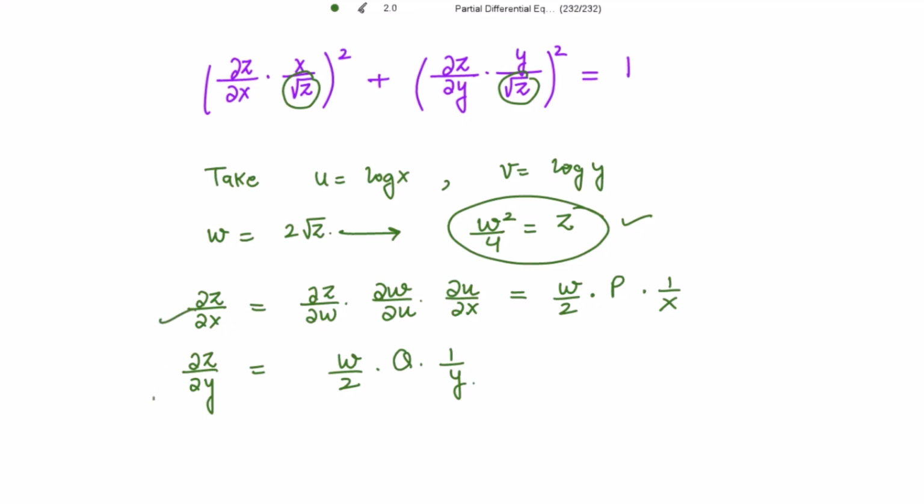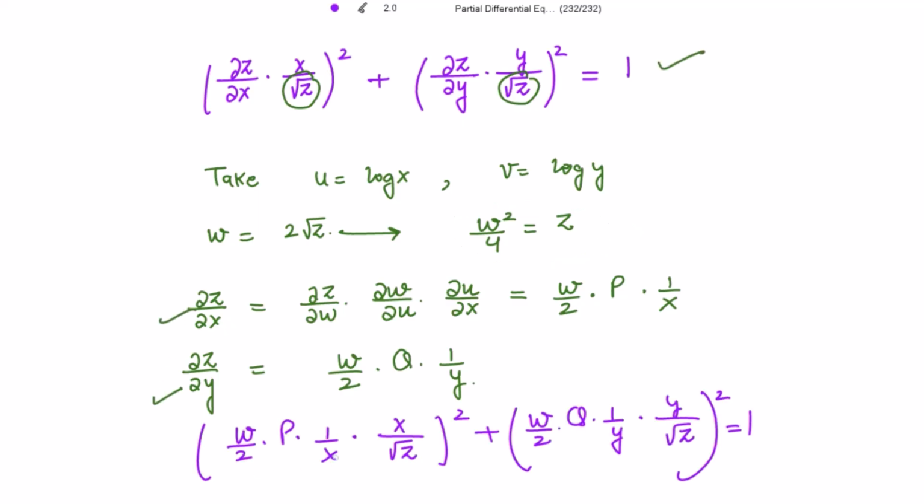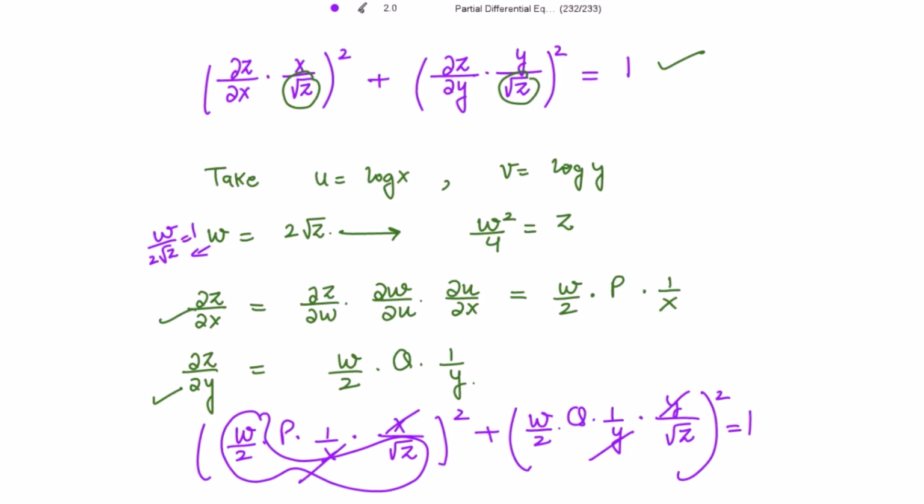Let's put these two values in this equation, cancelling this. And also, what is w divided by 2 root z? W divided by 2 root z is 1. So we have this value to be equal to 1. So we have now the equation to be p square plus q square equal to 1. That's it. Okay.